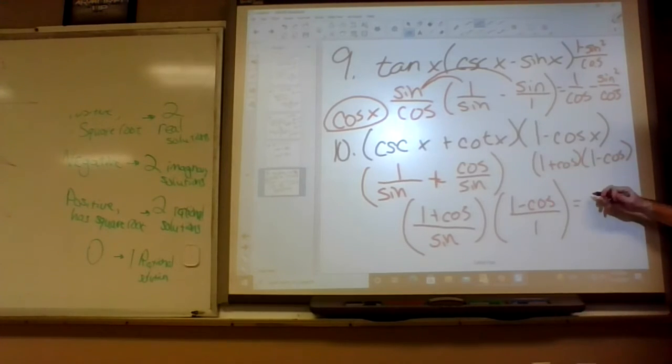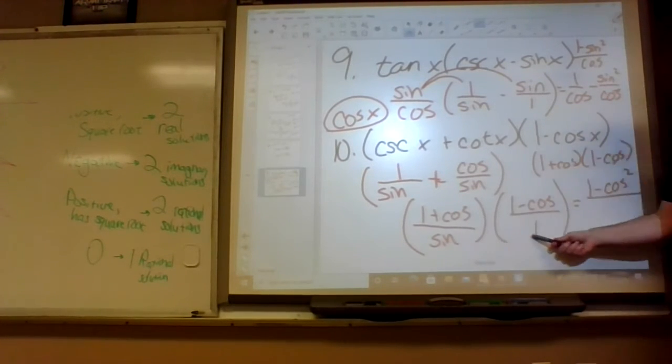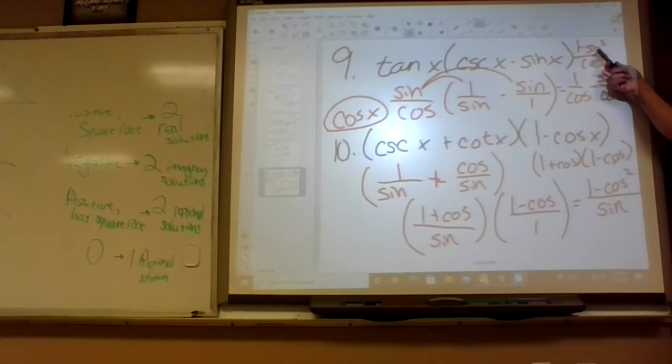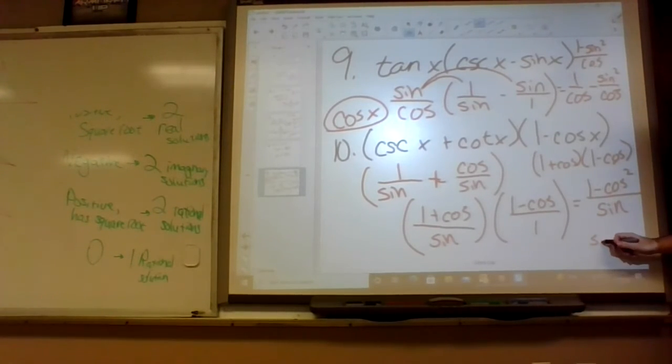So 1 times 1 is 1, and the last is cosine times negative cosine, which is negative cosine squared. We get 1 minus cosine squared over sine, which is just sine squared over sine. Right, that's a sine squared, kind of like this one, but the opposite.